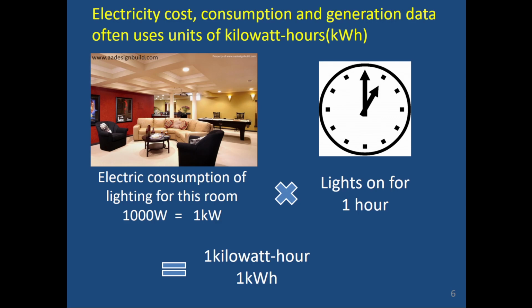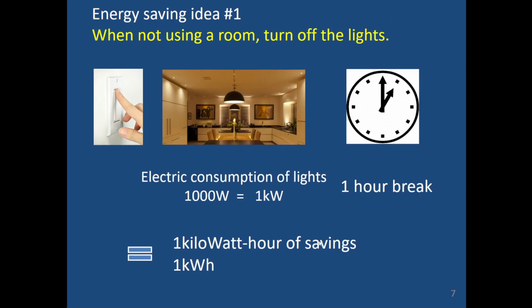Now, electricity cost and consumption and generation data often use the unit called kilowatt hours. So what's a kilowatt hour? Well, let's say there's this room with a lot of lights and it's using about 1,000 watts to keep these lights on, or 1 kilowatt. If you use this room with these lights for 1 hour, it's 1 kilowatt for 1 hour, and that is a kilowatt hour of energy.